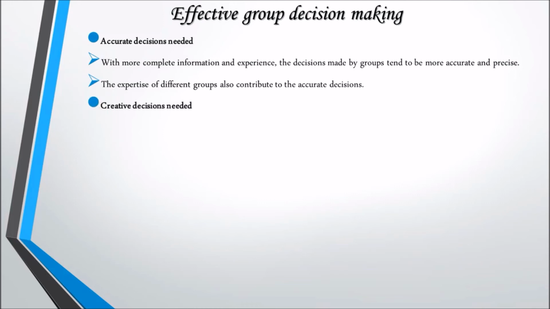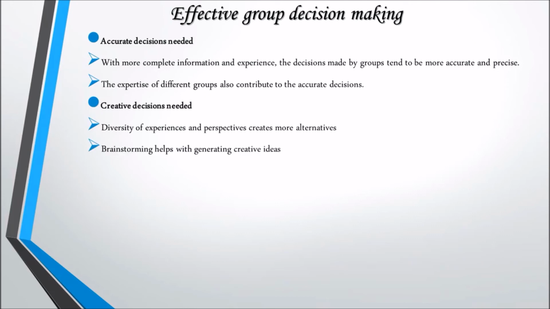The second condition is creative decisions needed. As the diversity of experience and perspectives is provided in the groups, there are more alternatives, and brainstorming also helps with generating more creative ideas. The third one is high degree of acceptance needed. The information is shared within the groups, and group members are committed to the decision-making process, and it also increases the degree of acceptance among all the members.